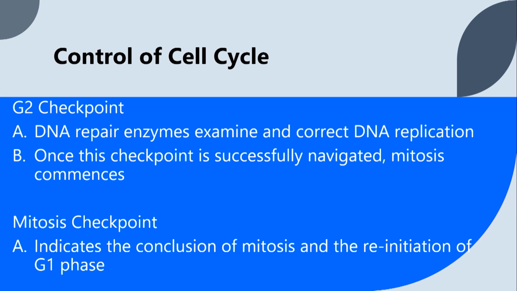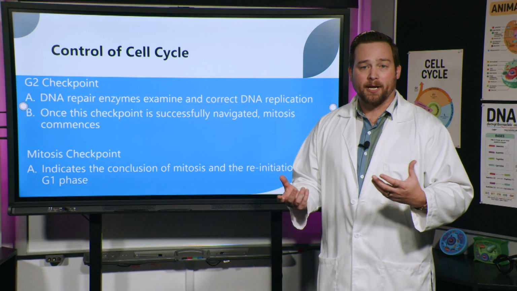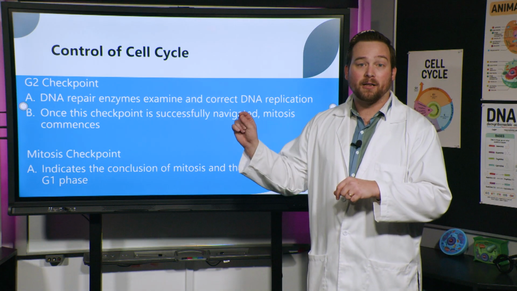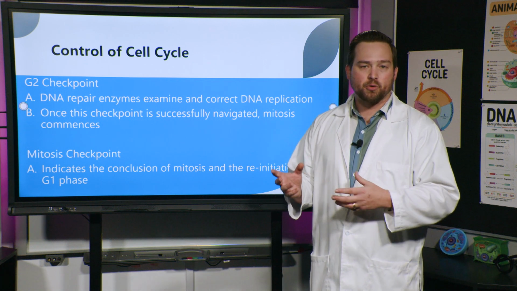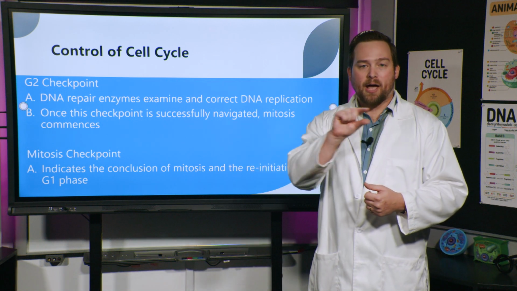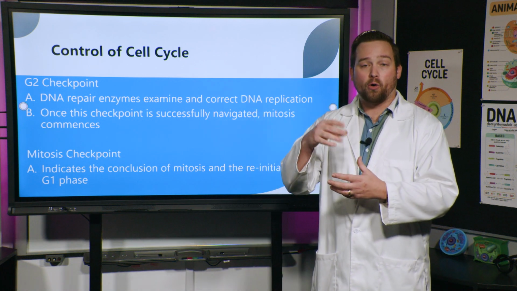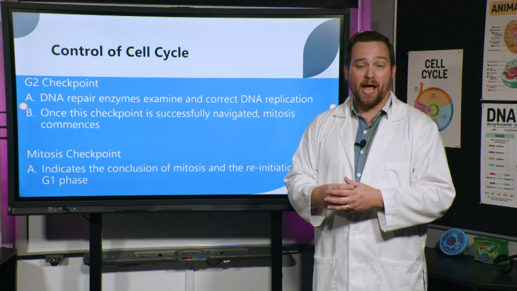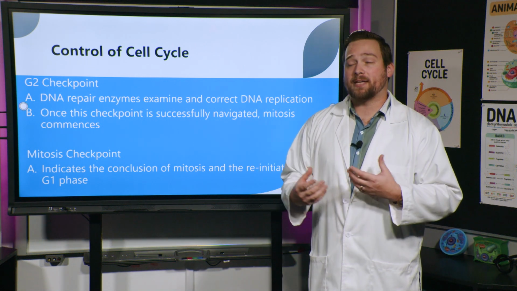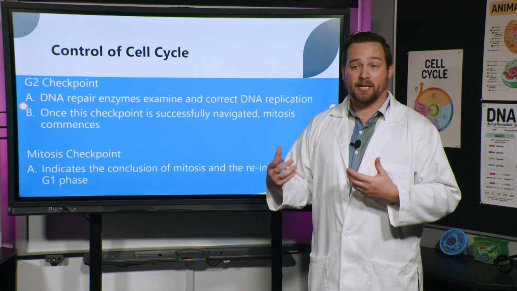So what's happening here is that we're checking the DNA. Repair enzymes examine and correct DNA replications. This kind of works like proofreading. Have you ever been typing something on the computer and then you see that little red line and it tells you that you've made some sort of spelling mistake? Well, that's what these enzymes are doing. They're going down the DNA, they're making sure that all the bases are correct. If they're not correct, we're going to fix them. And when we fix them, that's going to prevent a mutation from happening down the line.